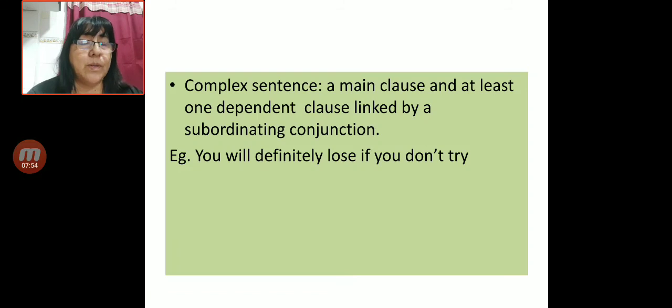And both clauses are linked by the subordinating conjunction if, and altogether form one complex sentence. You will definitely lose if you don't try. And when the two clauses are linked, they have complete sense.